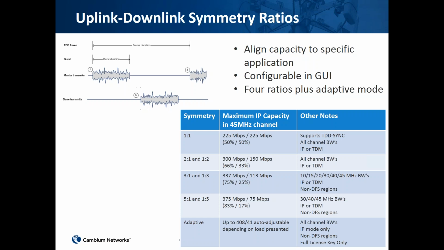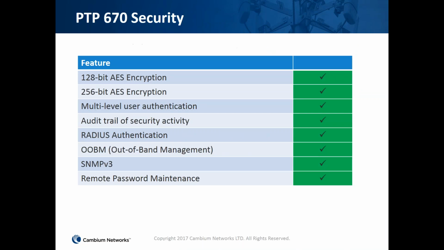This is not fixed, it's variable. You can configure it to 2:1 or 1:2. You can configure it to 3:1 and 1:3. You can configure it to 5:1, which means 375 is downlink and just 75 is uplink. Or you can just set it to adaptive mode, which automatically takes care of all this and sets the uplink and downlink ratios for you, given the traffic load as well.